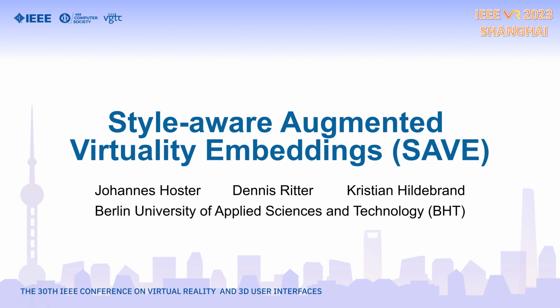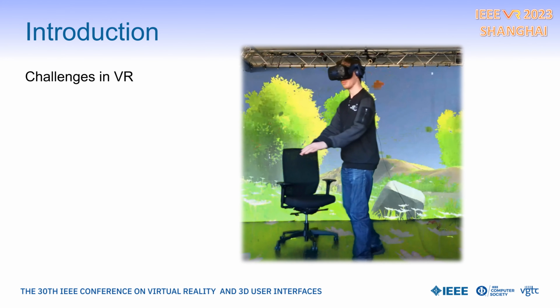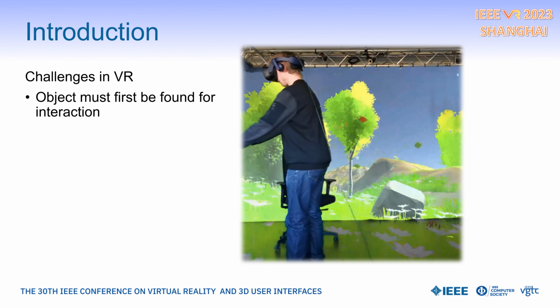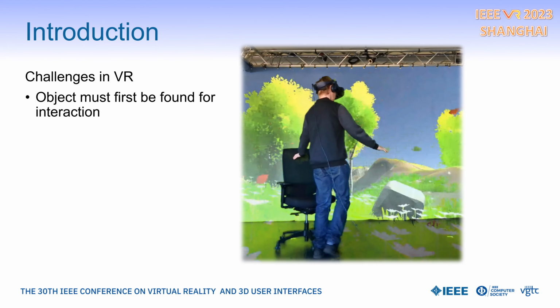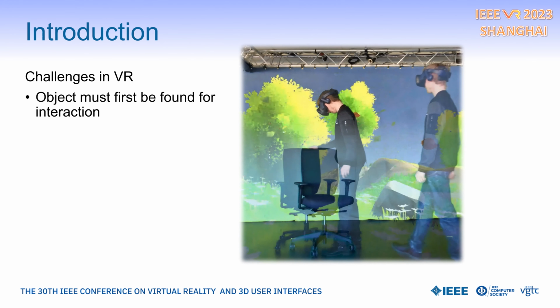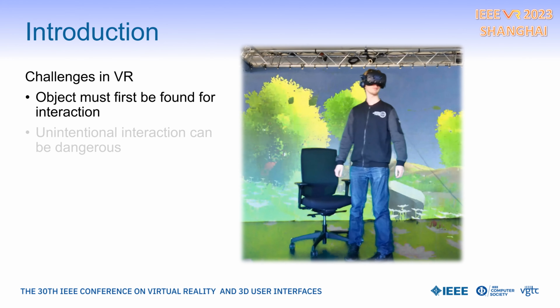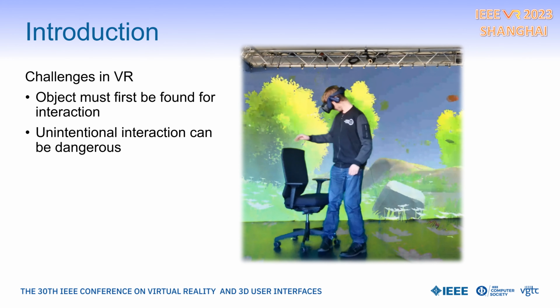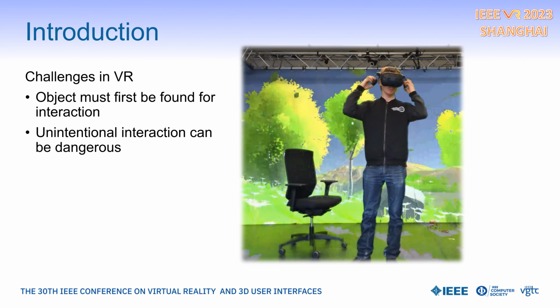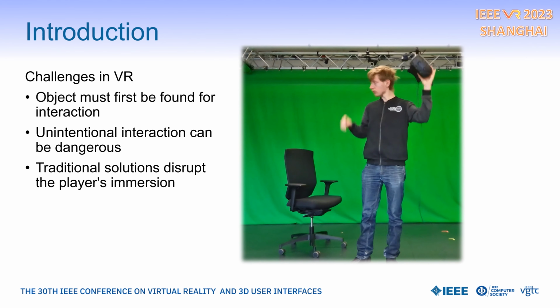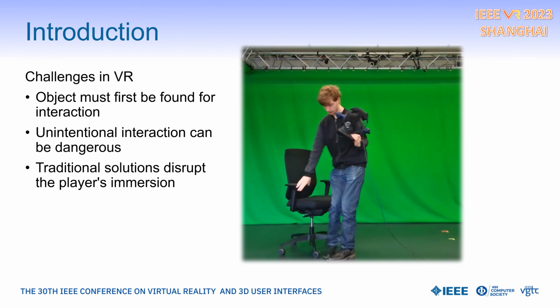In this work, we present how a VR user can interact with real-world objects through style-aware augmented virtuality embeddings. The challenge to find a real-world object in order to interact with it is a well-known problem for VR users. Even worse, unintended interaction can potentially be dangerous. Removing the headset or using a pass-through solution to solve these problems disrupts the immersion of the VR application.